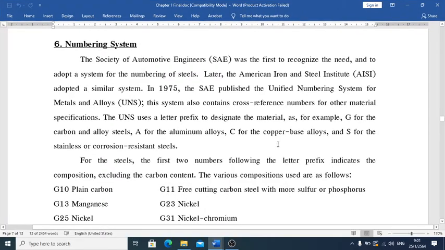Okay, let's go for section number six, numbering systems. The numbering systems are going to be very useful, because all over the world we figure out what the steel number is going to look like. For instance, I'm in Thailand and I manipulate the number of the steel, and in Japan it's just the same number.